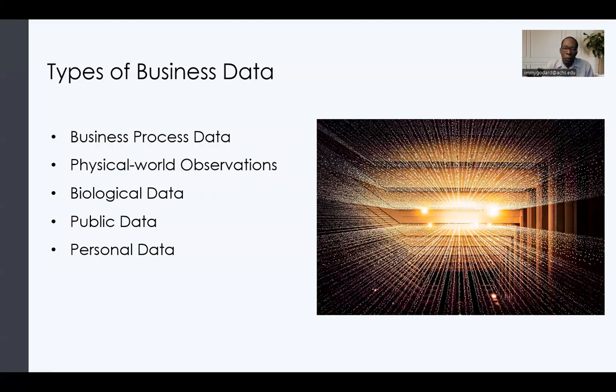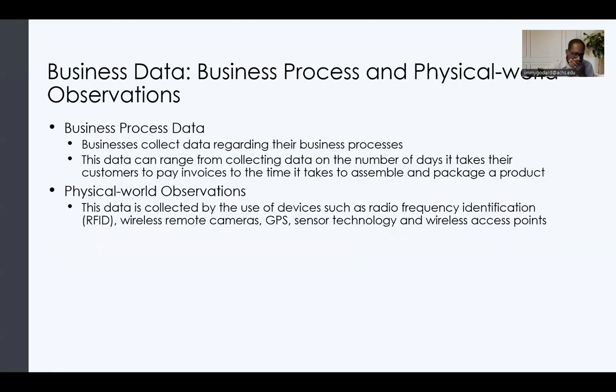Type of business data we're dealing with: business process data, physical world observation, biological data, public, and personal. Let's dig further into all of this. Business process information. We're talking about collecting data regarding business processes, right? How am I doing as a business?